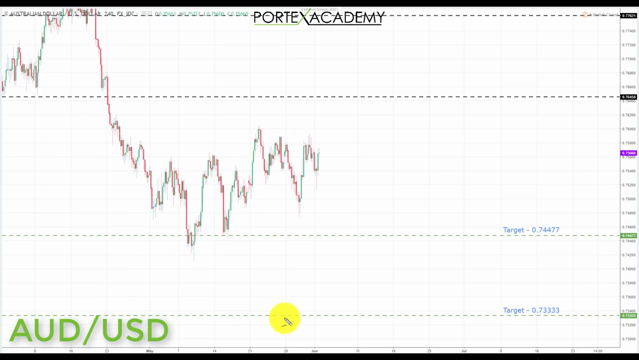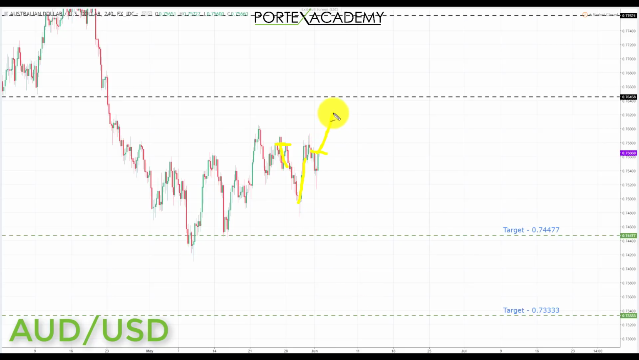Next, we have the Aussie dollar. Now, last week we pretty much did nothing in the Aussie dollar. We started the week up here. We went down, and then we finished the week up here. So we pretty much finished the week where we started, and we just did a down and up kind of move. Now going into this week, we're still looking for a continuation to the downside overall.